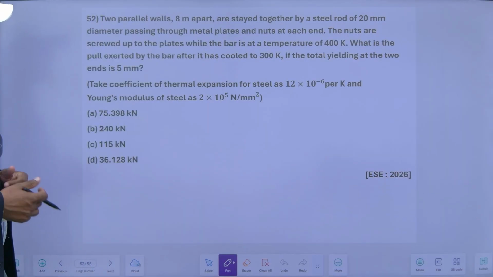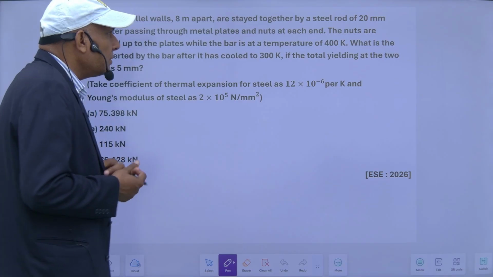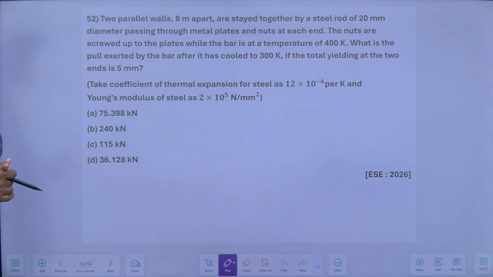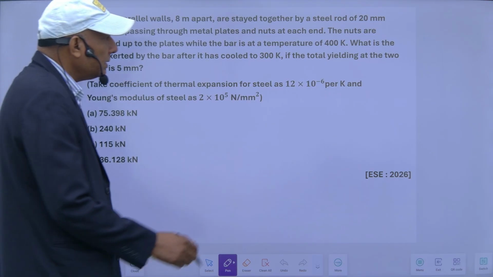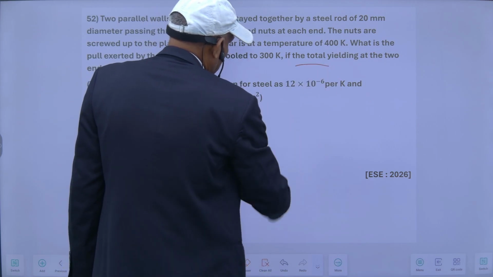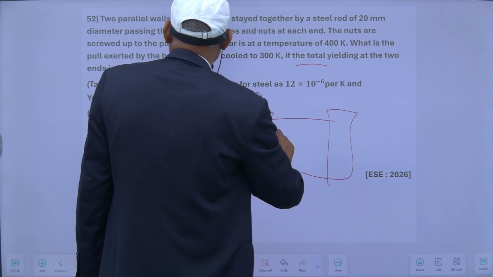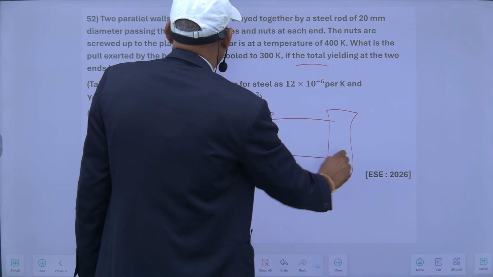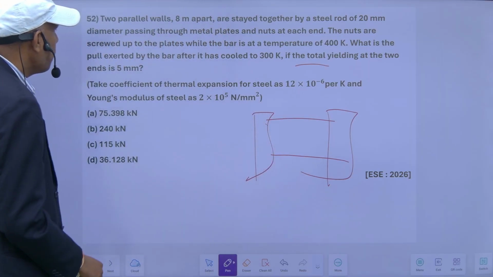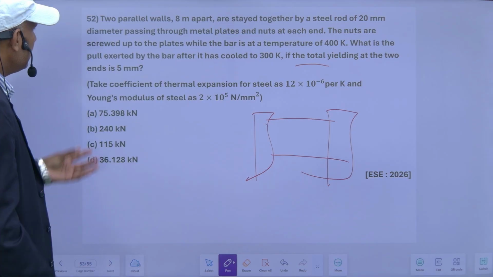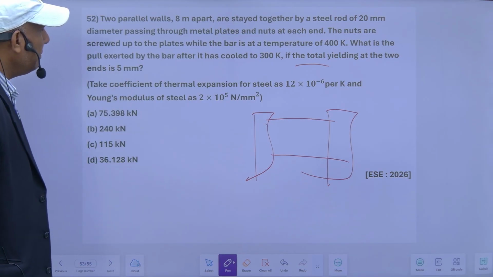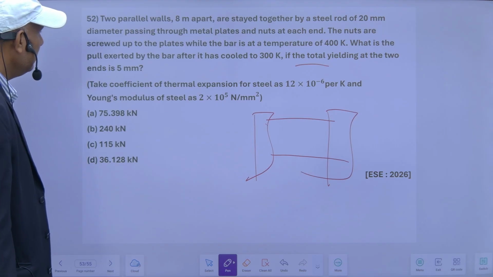Two parallel walls 8 m apart are stayed together by a steel rod of 20 mm diameter passing through the metal plates and nut at each end. The nuts are screwed up to the plates while the bar is at a temperature of this one. What is the pull exerted by the bar after it has cooled to 300 kelvin? So this is the metal bar. The nuts are screwed up to the plates while the bar is at a temperature of this one.